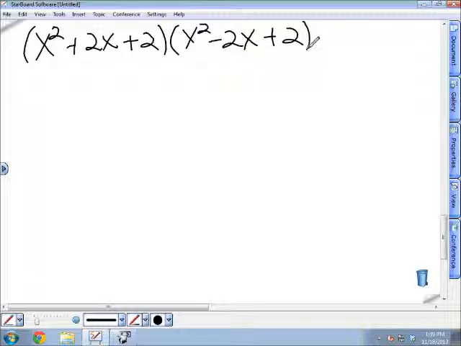I think most of this is review, except for maybe, in Algebra 1, you probably didn't have a trinomial by a trinomial, that's all. But it's all really the same procedure. It really isn't that different.